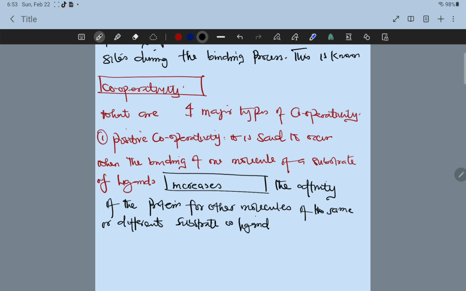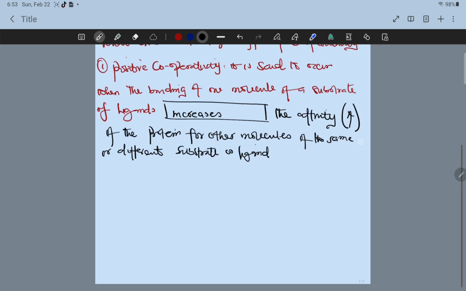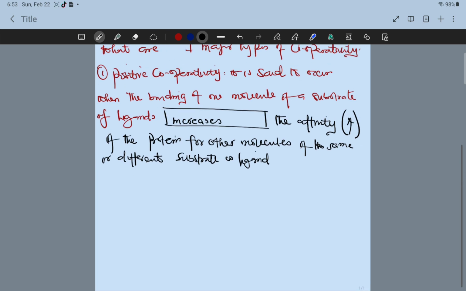So positive cooperativity occurs when the binding of one molecule of a substrate increases affinity. The word affinity can be likened to the word love. So it increases the affinity of the protein for other molecules of the same or different substrate. Now we have another terminology that we want to look at. We want to talk about negative cooperativity.